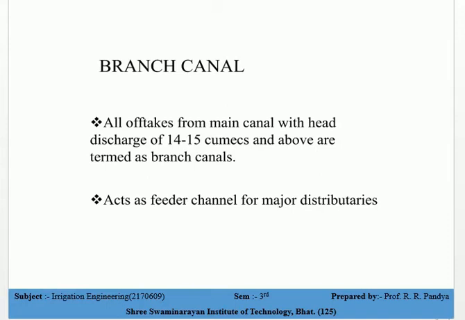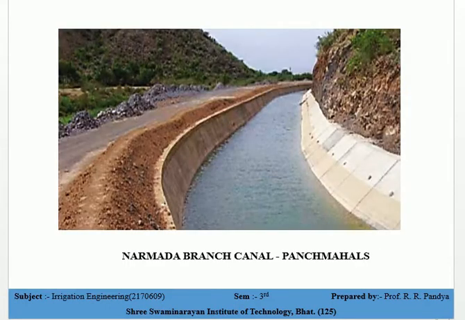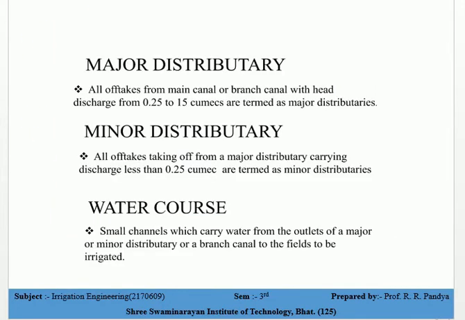This branch canal usually carries a discharge over 5 cumecs for the purpose of small regions, and the head discharge is about 14 to 15 cumecs. This is the branch canal, picture taken from the Panchmahal region. Then major distributaries. So what is a major distributary?